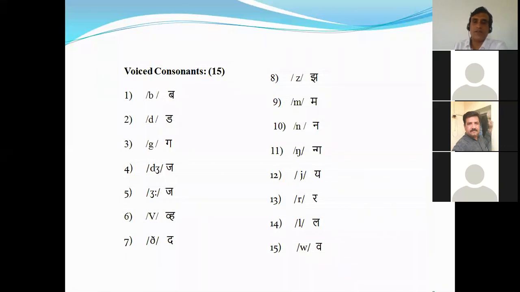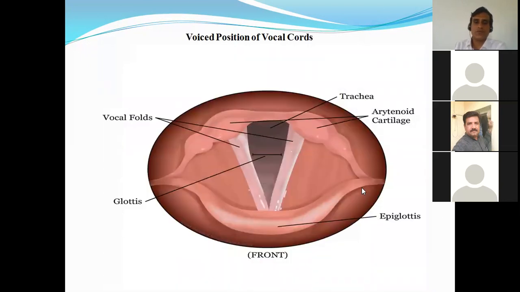Again, voiced consonants. There are 15 voiced consonants. I count them: B, D, G, J, V, Z, M, N, Ng, Y, R, L, are voiced consonants. See the position of the vocal cords. The glottis come together. A slight partition is there. There is more vibration, more intensity of the sound. And that is the reason these sounds are called voiced consonants in English.